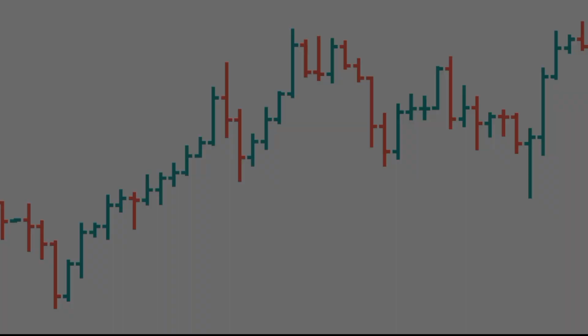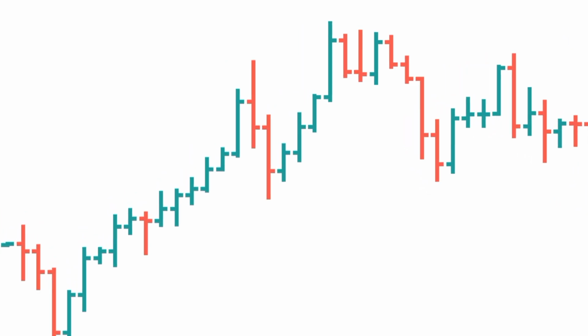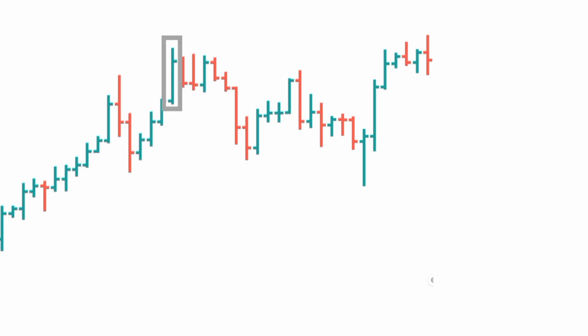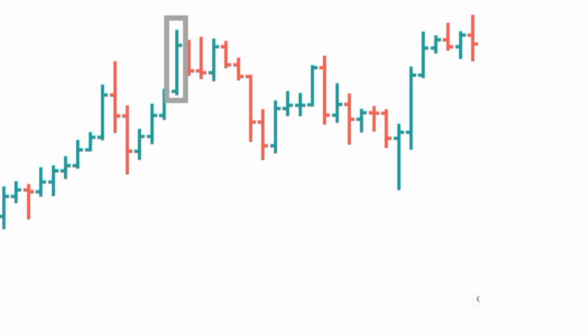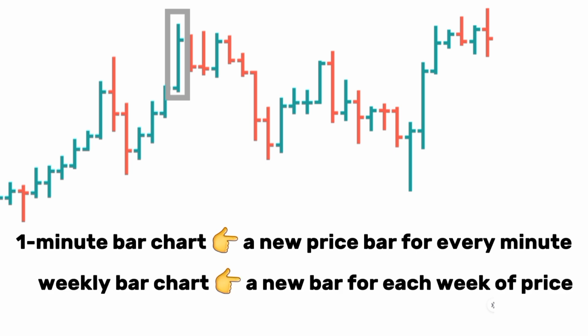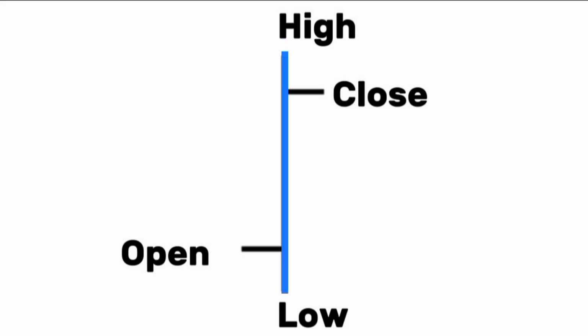Bar chart. A bar chart is a key tool in technical analysis, used to visualize price movements of a financial asset over a specific period. Each bar on the chart represents a unit of time, such as a 1-minute bar chart, which shows a new price bar for every minute, or a weekly bar chart, which displays a new bar for each week of price movement. Each bar provides 4 critical data points: the opening price, the highest price, the lowest price, and the closing price. The vertical line of the bar indicates the price range, high to low, while small horizontal ticks to the left and right represent the opening and closing prices, respectively.